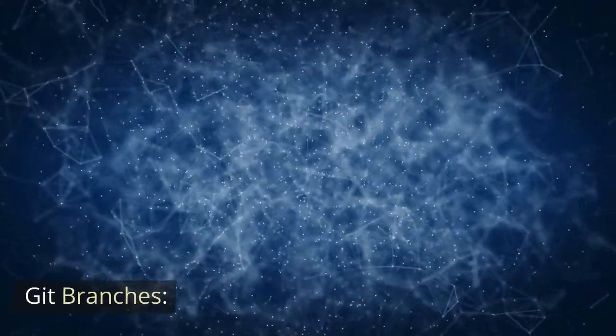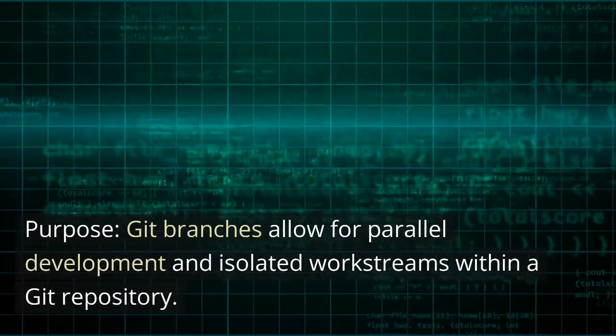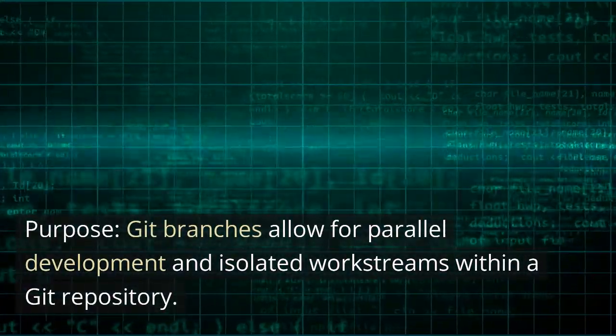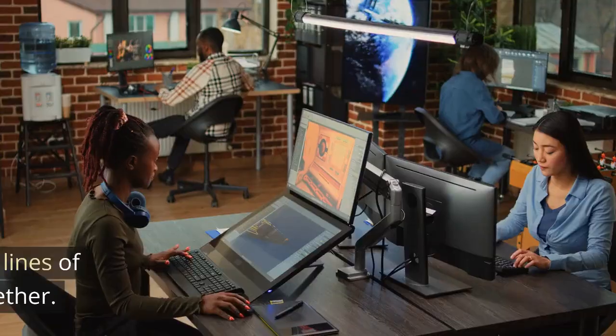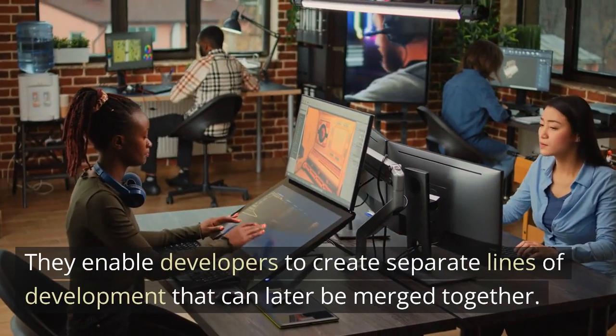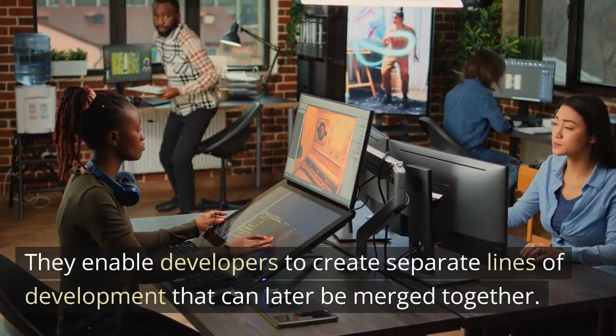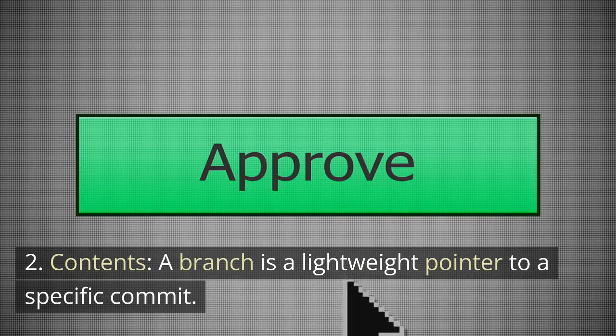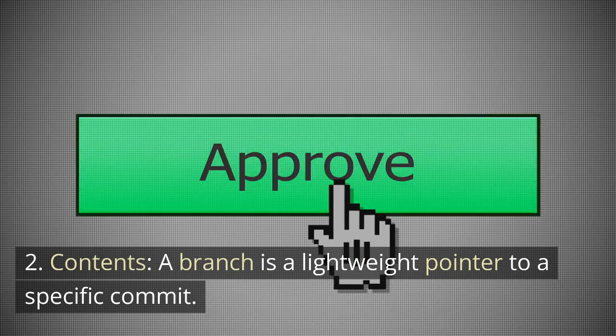Git branches. Purpose. Git branches allow for parallel development and isolated work streams within a Git repository. They enable developers to create separate lines of development that can later be merged together. Contents. A branch is a lightweight pointer to a specific commit. It represents an independent line of development with its own commit history.